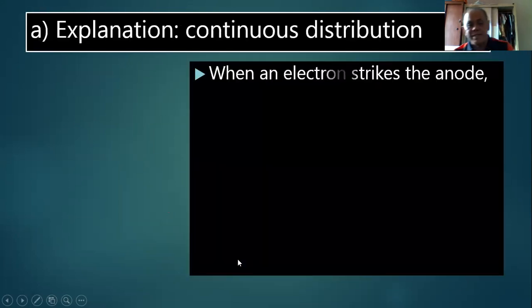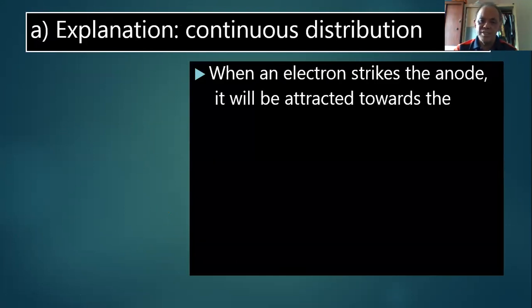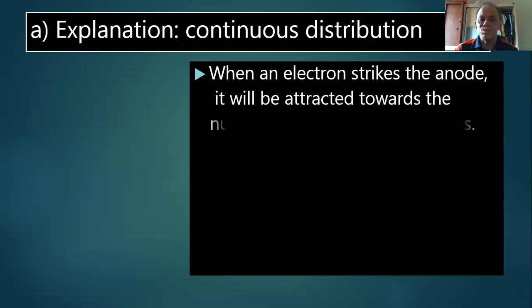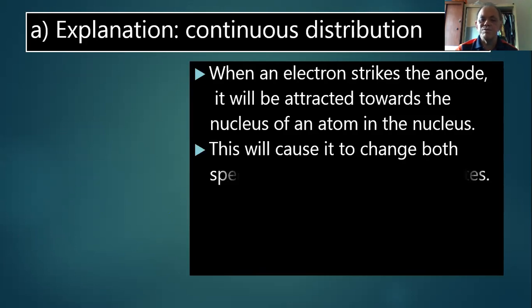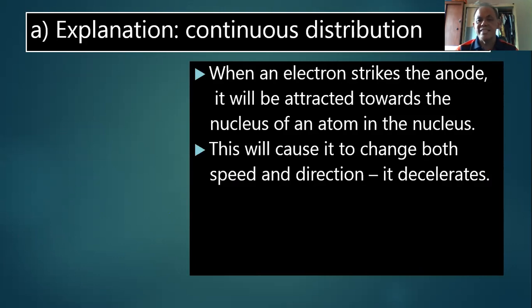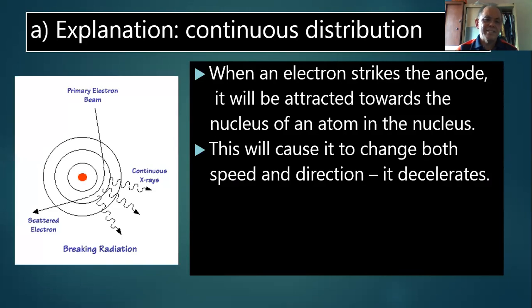So we have already explained this. When the electron strikes the anode, it will be attracted towards the nucleus of an atom. This will cause it to change both speed and direction, or we call it decelerate. The general term we use is acceleration, but in particular it is deceleration. It comes in here, it decelerates, it's being attracted, then it's scattered, then you have your X-ray being produced.